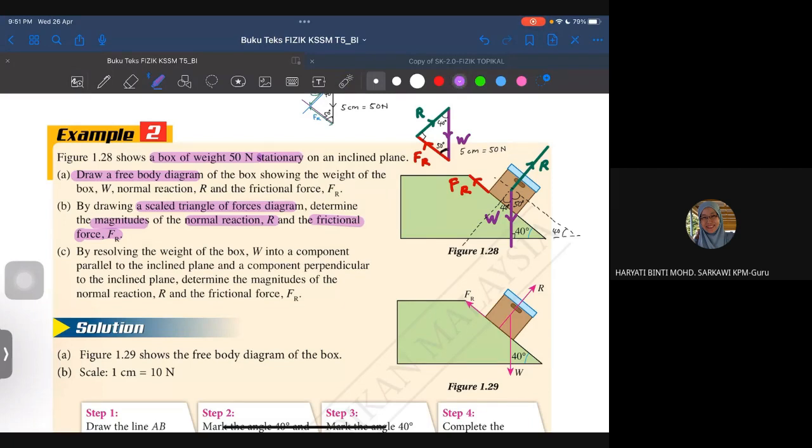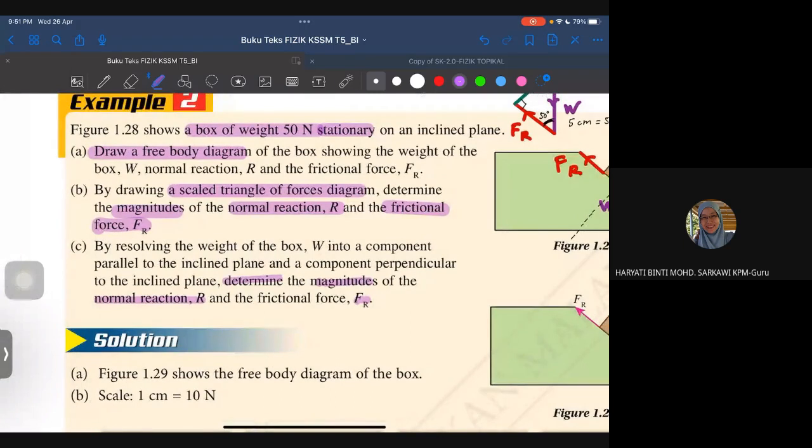They still ask you to determine the magnitude of the normal reaction R and FR. So it means you still determine the same thing, R and FR, but using a different method. This is using resolve, meaning calculation. Resolve W into component parallel to the inclined plane and component perpendicular to the inclined plane.